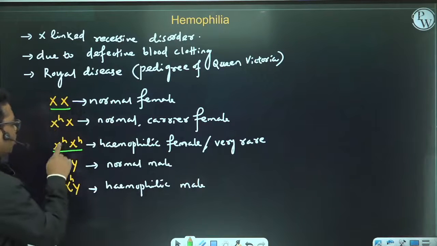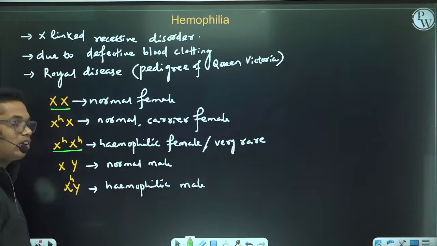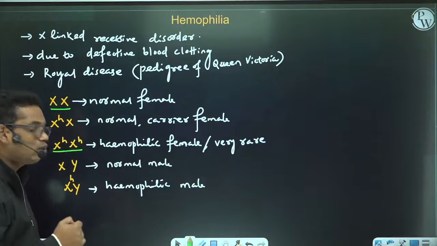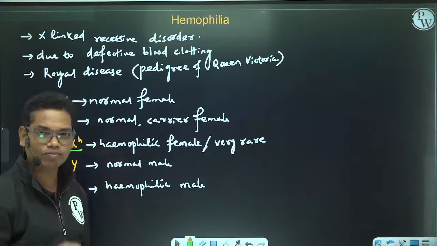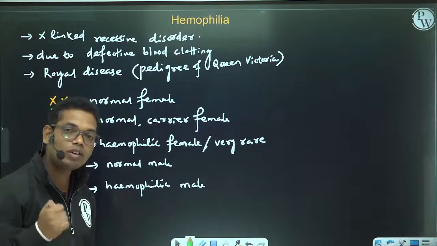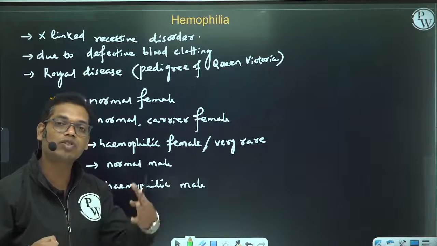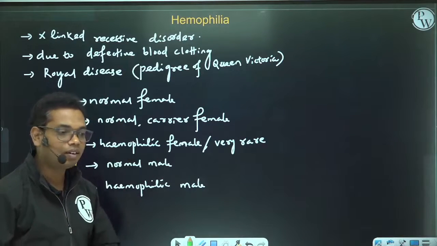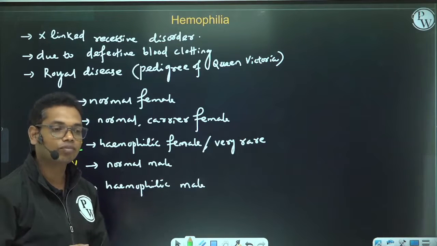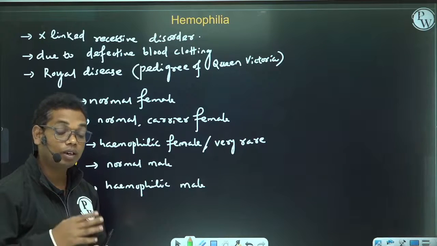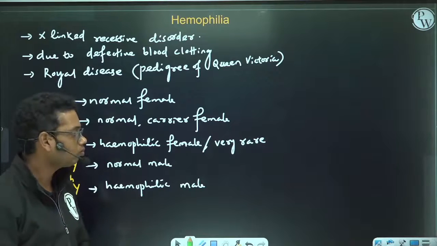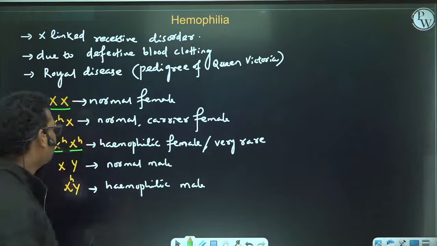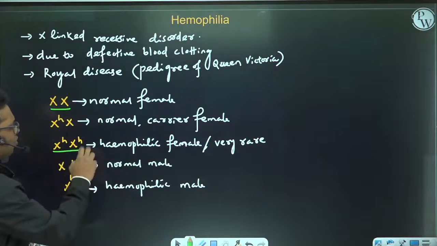Why is this type of female very rare? A hemophilic female is very rare because, for a female to be hemophilic, her father has to be hemophilic, and a hemophilic man cannot survive for so long till marriage. So this is why this is very rare.